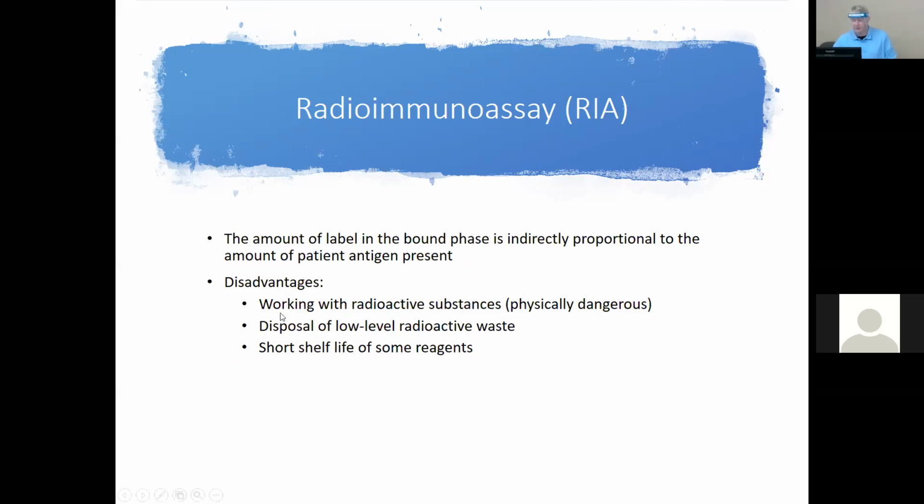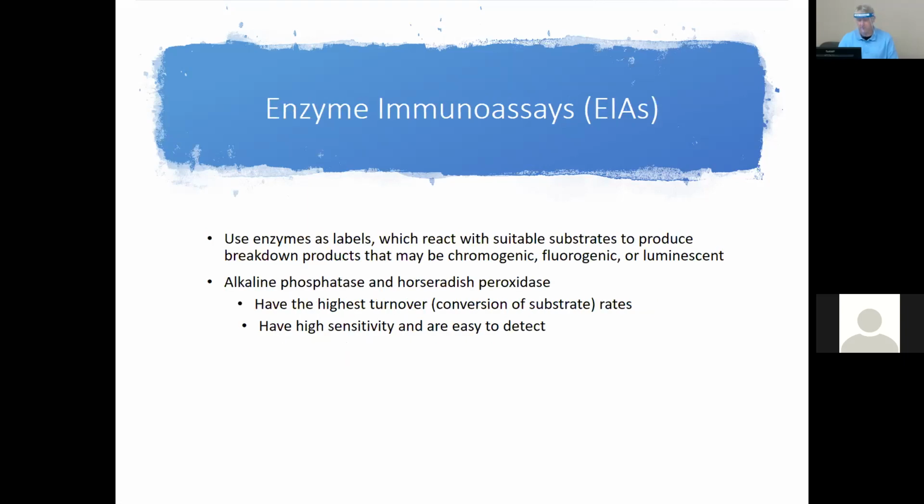Okay, so here was the disadvantage. Working with radioactivity is never fun. There's disposal of low-level radioactive waste, and you had some short half-lives, so if you didn't use it, you would lose its reactivity, and it was worthless at that point because it decays, right? Y'all know about radioactive decay. So we moved on to the enzyme immunoassays that we still use today. Instead of using the radioisotope iodine-125, we use enzymes as our label that react with suitable substrates to produce breakdown products. We can do this for chromogenic, fluorogenic, or luminescence. We can do all of that. We have different ways of doing it.